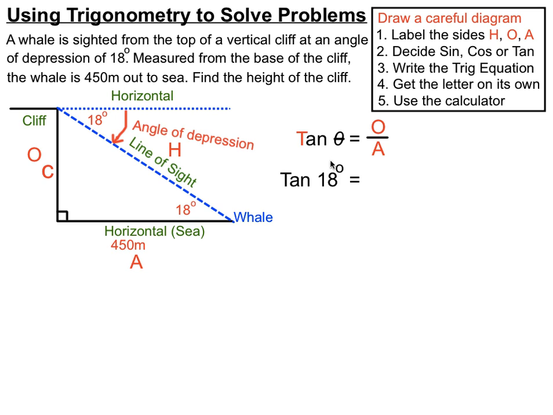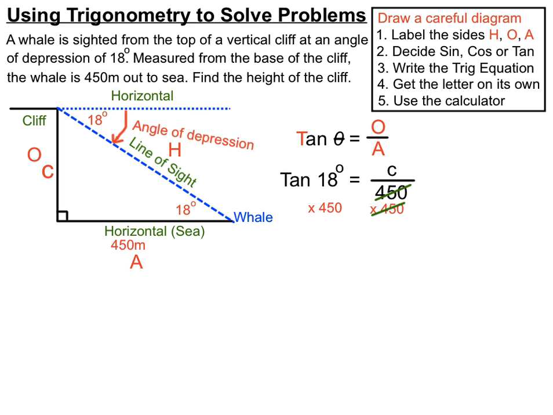Our angle is 18 degrees, so it goes where the theta is. What's in the opposite position? That's our C. That's the thing we're trying to find out. And the adjacent is 450 meters down the bottom there. So to get the letter C on its own, we're going to times both sides by 450, and that would cancel out on the right hand side there.